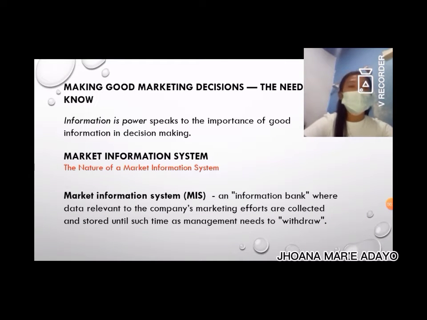So, making good marketing decisions, the need to know. Information is power speaks to the importance of good information in decision making. So here, the companies require information systems that can gather and analyze large amounts of data and then store it for use at the appropriate time and place.